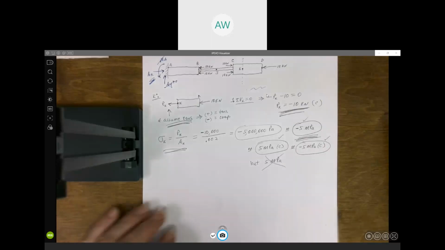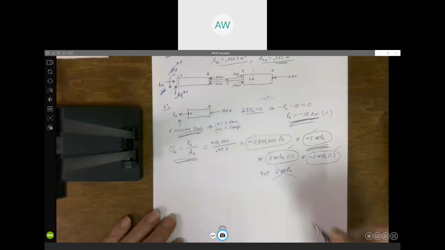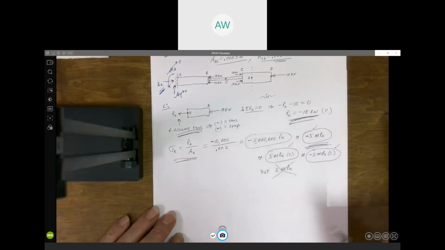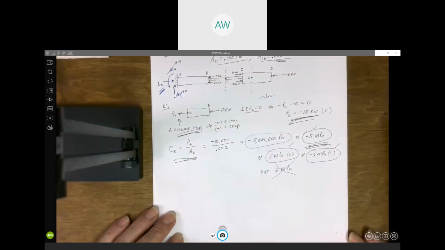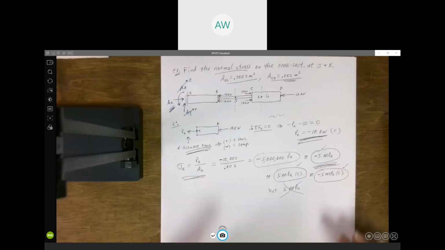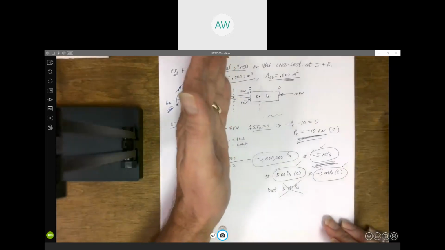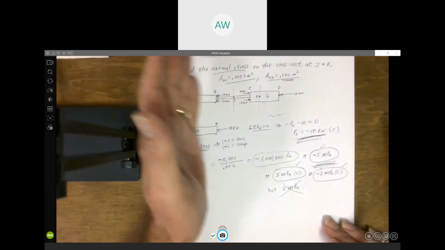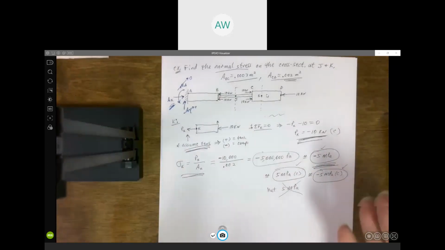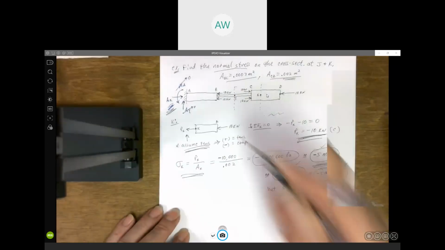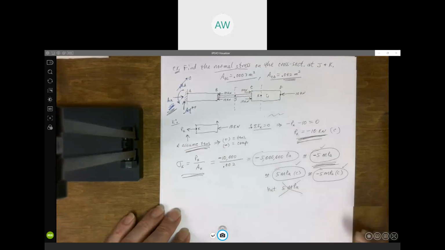All right, well then we've got one more to do and we'll be done. We're going to basically do the exact same thing. This time we're going to cut it through J. And again, we look at the free body diagram to the left, or we look at the free body diagram to the right. Now here it's right in the middle, but still, unless you want to calculate what AX is, let's stick with the right side.